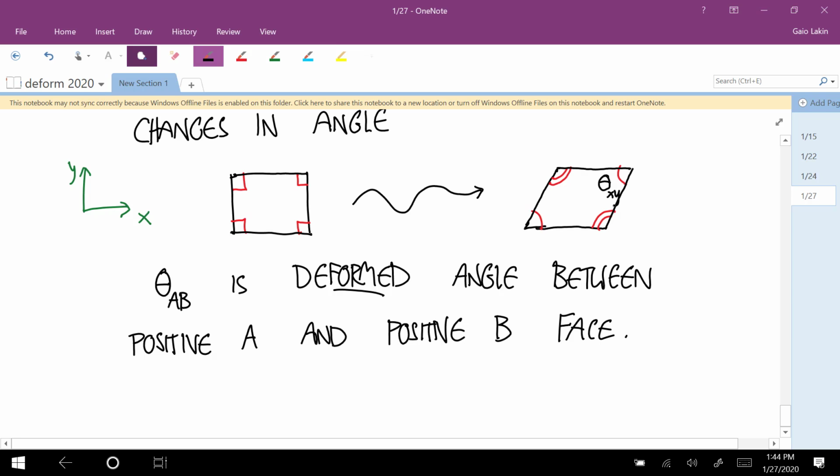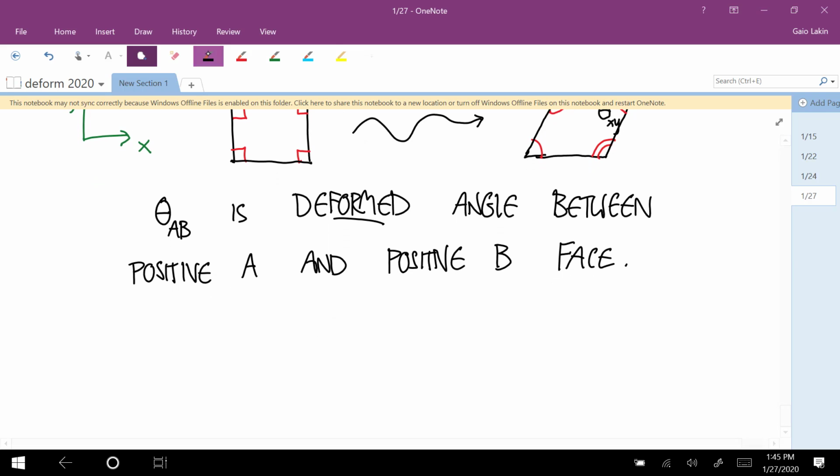Let's go around and name all these different faces. This is the positive X. This is the positive Y. This is the negative X. This is the negative Y. The only two we care about are the positive X and positive Y, and we want to know the angle between those two. You get the wrong answer for theta if you use the positive X face and the negative Y face. You get the right answer if you use the negatives, but let's not be confusing for no reason.